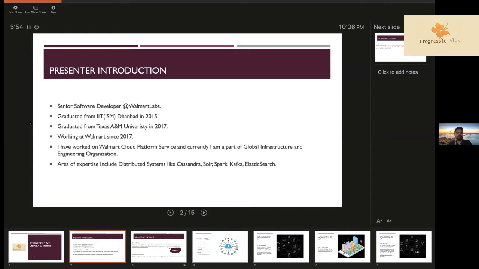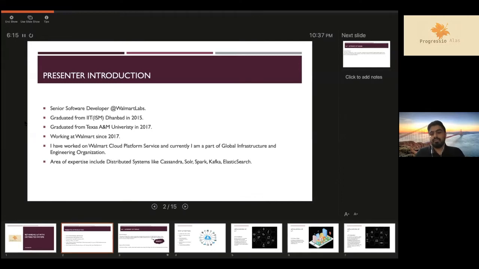Inside Walmart, I've worked on Walmart Cloud Platform Services, and currently I'm part of the Global Infrastructure and Engineering Organization. My area of expertise includes distributed systems like Cassandra, Solr, Spark, Kafka, Elasticsearch. Apart from this, I've worked on front-end services, back-end services, and currently I'm involved in data analytics as well. So that's something about myself.